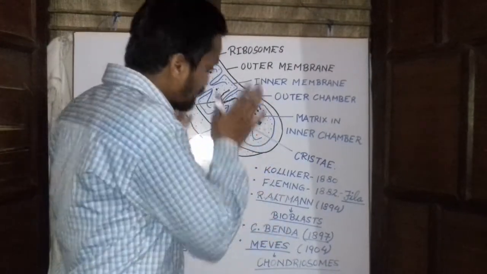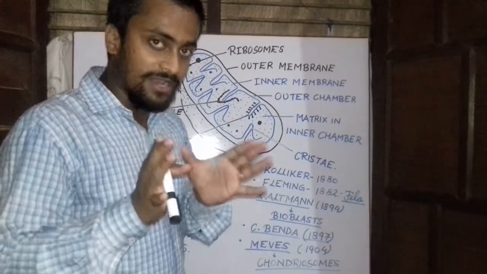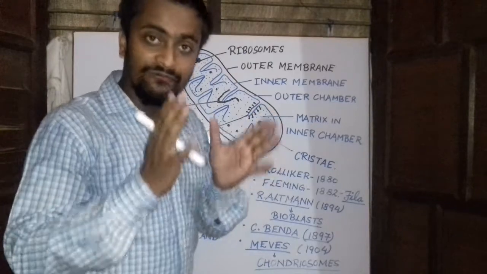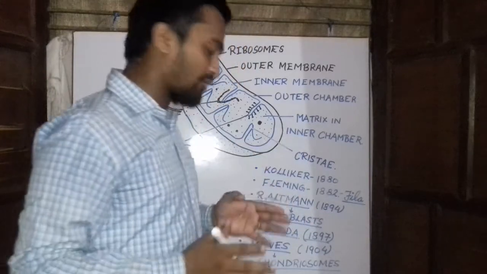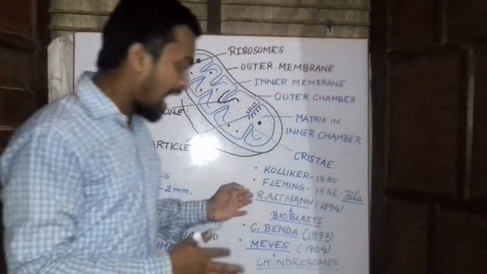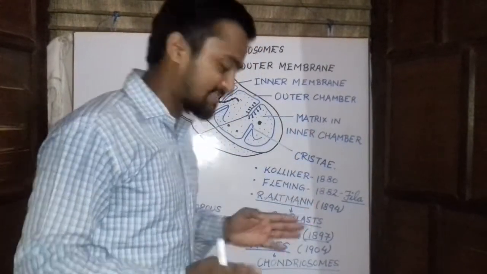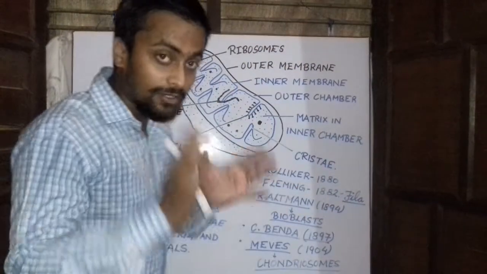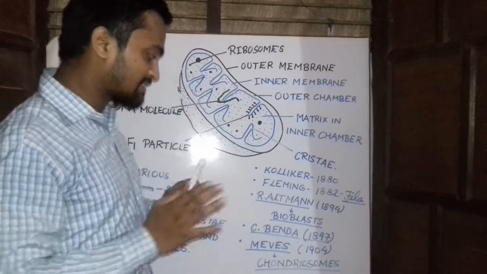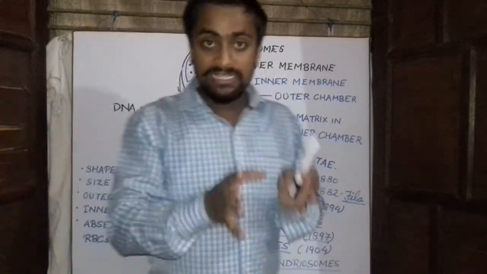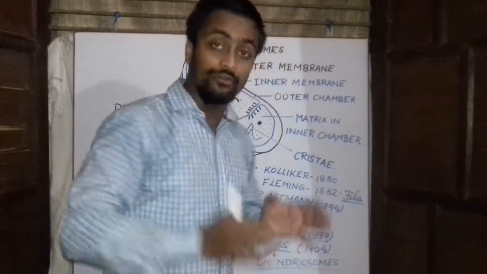Mitochondria were first observed in insect muscles by Kolliker in 1880. Later, in 1882, Fleming called these filamentous or granular structures fila. In 1894, Altmann studied them in detail and called them bioblasts. In 1897, the term mitochondria was first used by Benda. And lastly, in 1904, mitochondria were first observed in plant cells and were called chondriosomes.